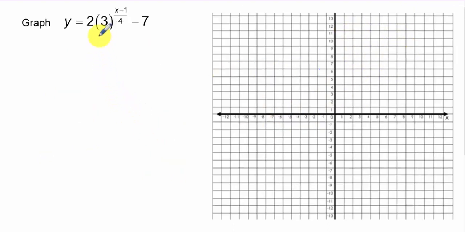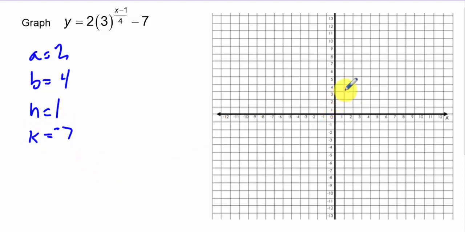So here's an example that has pretty much everything in it. We've got an a value, which is the multiple out in front of 2, a b value, which is in the division of the power, which is 4, an h value of 1, and a k value of -7. So again, I'm going to go over 1 down 7, put my crosshairs there. Then I'm going to look at my parent function, which is 3 to the x.